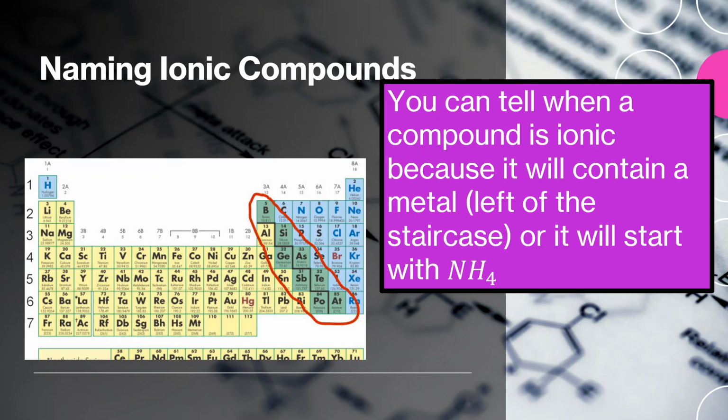The one exception to this is NH4. NH4 is a polyatomic ion, which we're going to get into in just a minute. But basically, when you put NH4 together as a compound, it has a +1 charge. Because it has a +1, it's going to be acting like those metals, which also have positive charges.